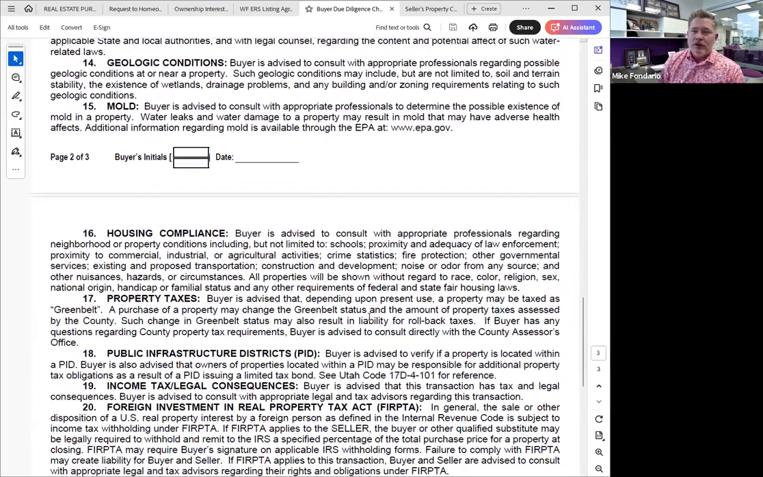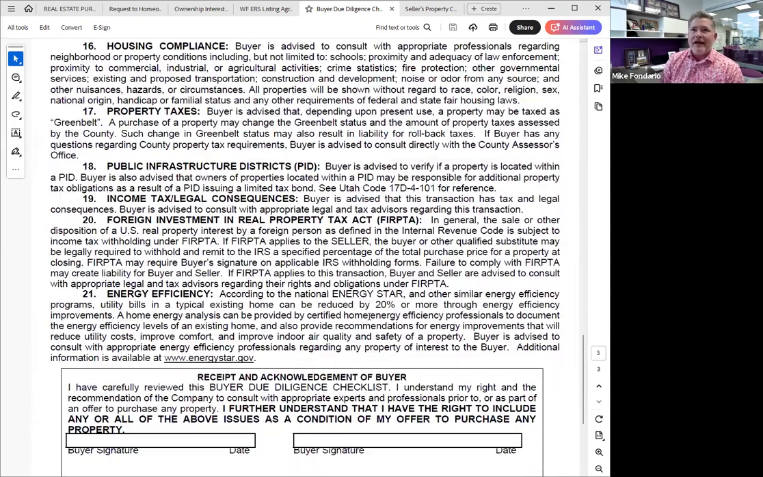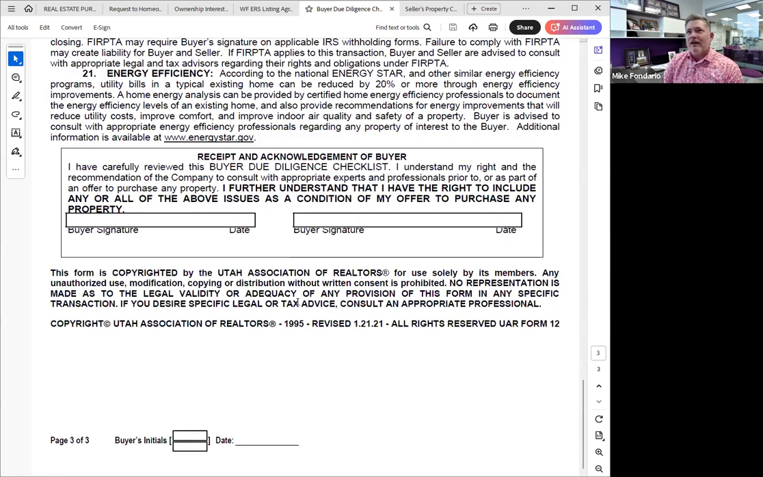Geologic conditions, mold, housing compliance, property taxes, PIDs, FIRPTA, income, legal tax consequences, and the like, and energy efficiency. Has anybody ever actually had somebody ask them about the energy efficiency and go to EnergyStar.gov? I mean, Energy Star. That's just so bizarre to me. I guess I'm not really tracking on that one. But anyway, that's a thing. You should be aware of it.